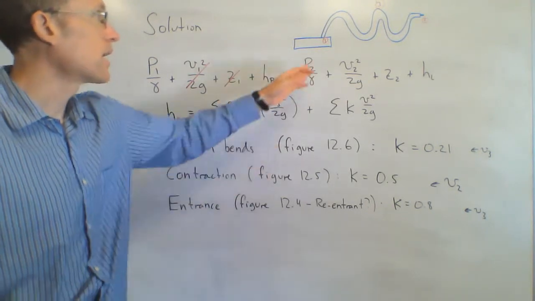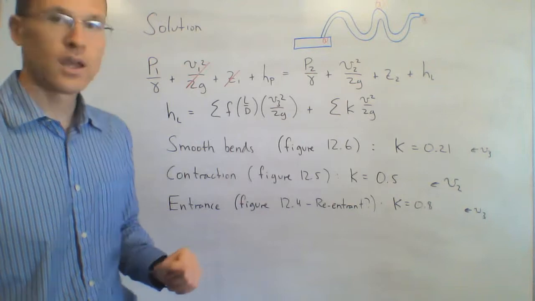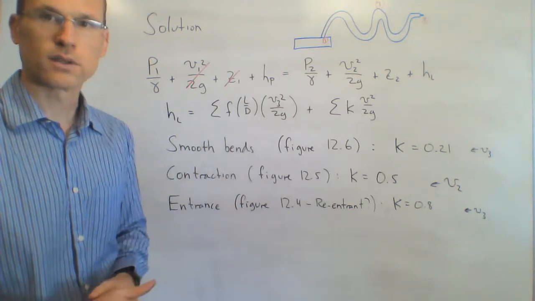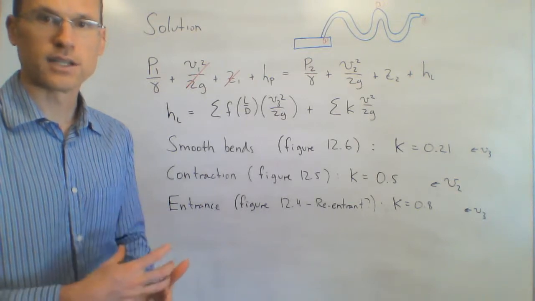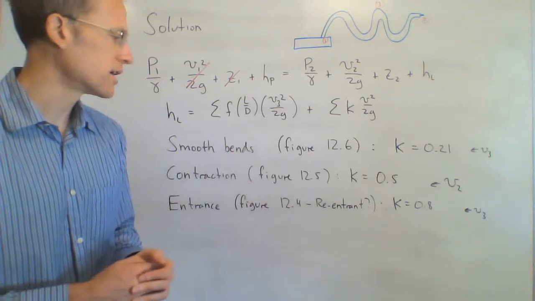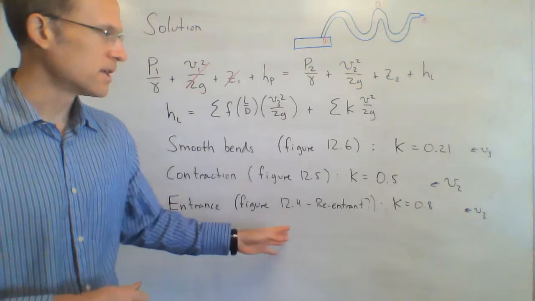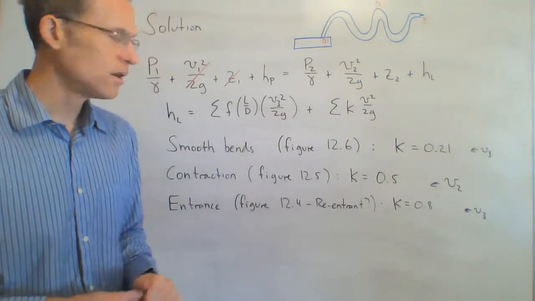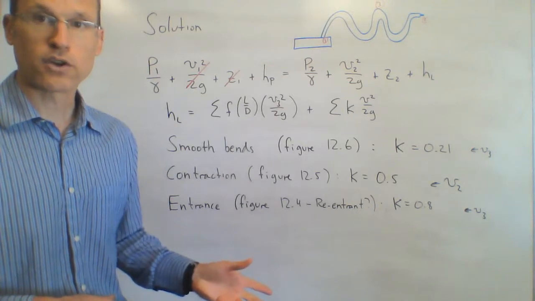And then lastly, I have some sort of entrance. I'm going to guess it's re-entrant, even though it doesn't actually say, but that's usually how gas tanks work, you need a pipe to go right in there to actually get the gas out, so that makes sense. It's also the worst case scenario. So entrance, K value 0.8, figure 12.4. So those are all my minor losses.